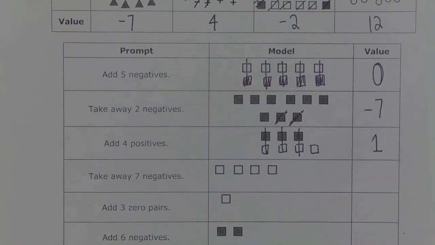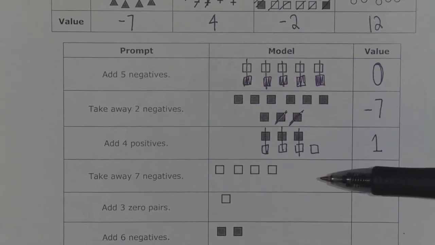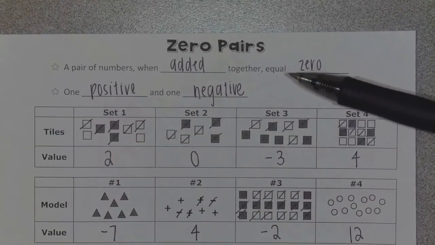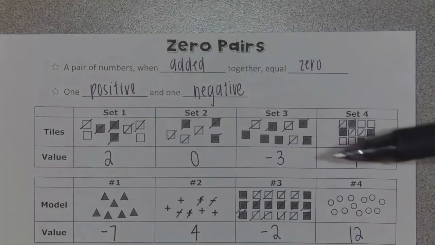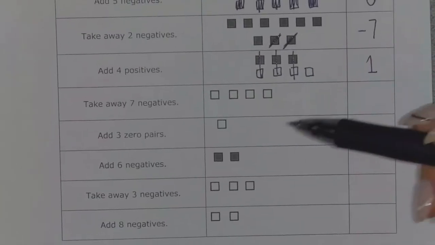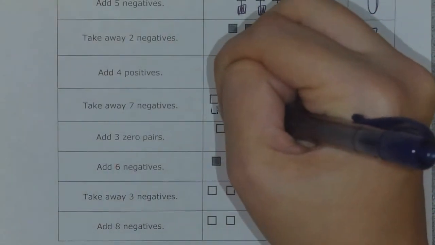Our next problem has a current value of positive 4, but my problem says to take away 7 negatives. But when I look, I don't have any negative tiles to take away. So I have to somehow put negative 7 tiles here without changing the value of the problem in order for me to take them away. This is where our zero pairs come in handy. So remember, if I have a positive and a negative, together they add 0 value. So in order to take away 7 negatives, I have to have 7 negatives there. And the way to do it is to add 7 sets of zero pairs.